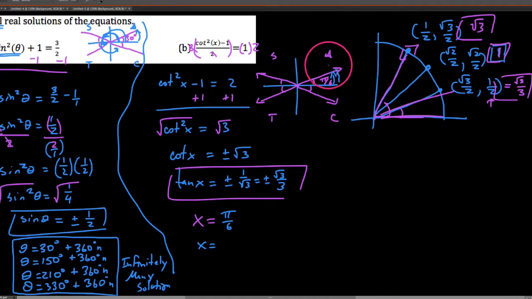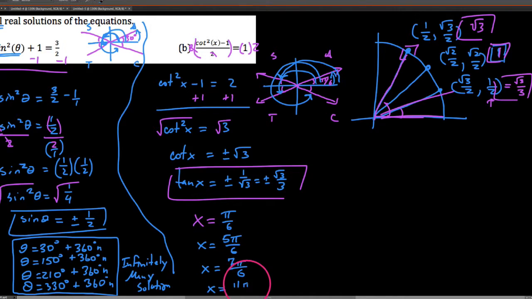We would get another one here that is 30 degrees short of, or pi sixth short of pi. So we would get 5 pi sixth, that'd be a pi sixth short of 6 pi sixth. We would also get 7 pi sixth. 7 pi sixth is a pi sixth past 6 pi sixth. And then a pi sixth short of 12 pi sixth, or 2 pi, this would be 11 pi sixth.